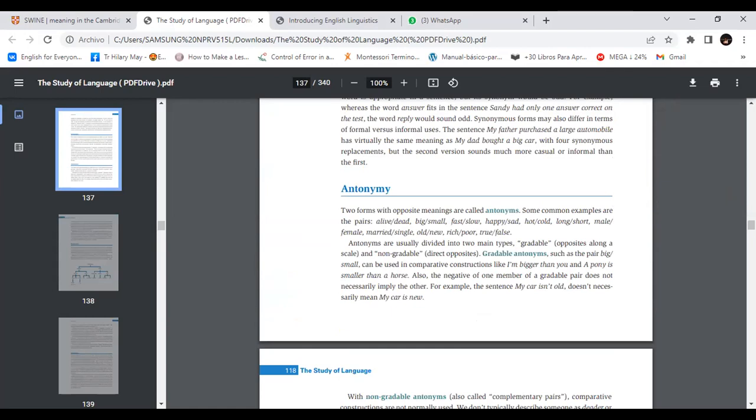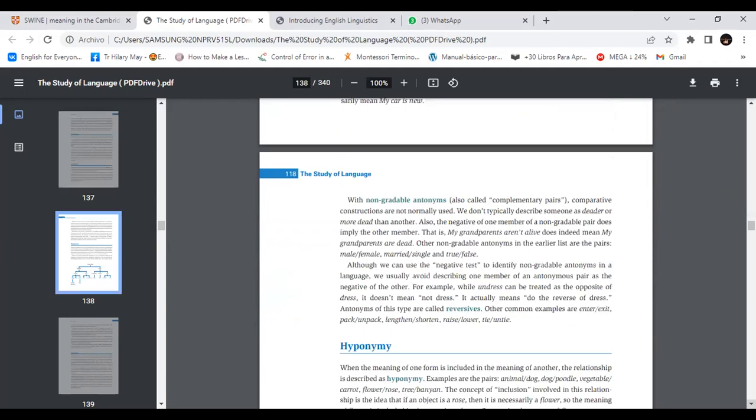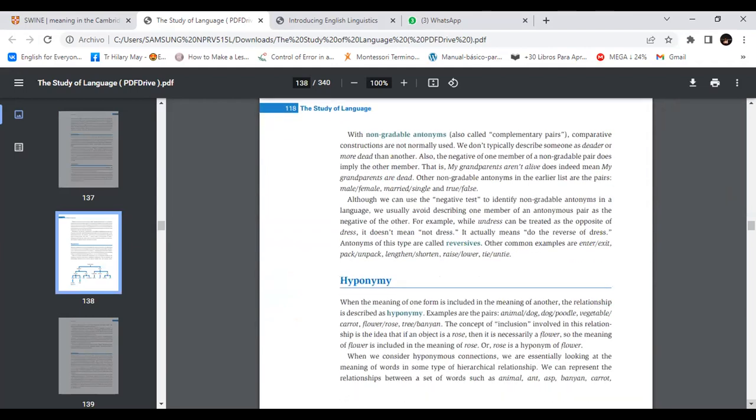Yes, it is included. Now, if we got hippo, we got the hyphen. Look at page 118. Hippo. Okay, look at the hippo. When the meaning of one word is included in the meaning of another, the relationship is described as hippo. I have always said hippo, I have never said hyponymy. That's why I didn't understand you.